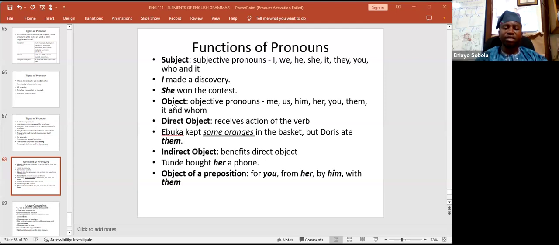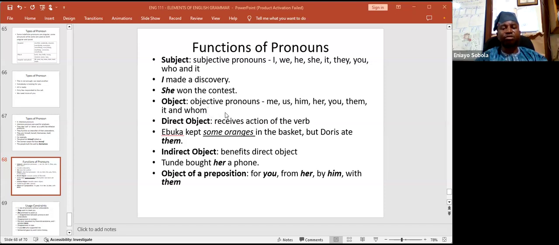Also, we can have objects. Pronouns can function as objects. So we have objective pronouns that perform the function of object in the sentence. We have me, us, him, her, you, them, it, and whom.